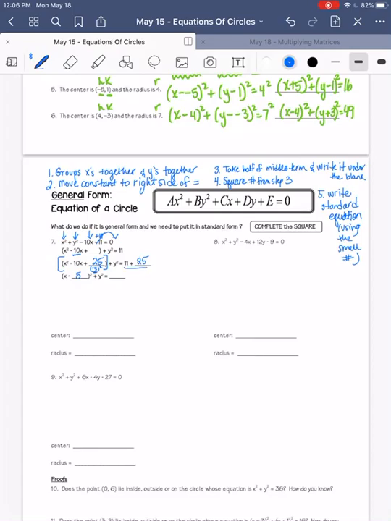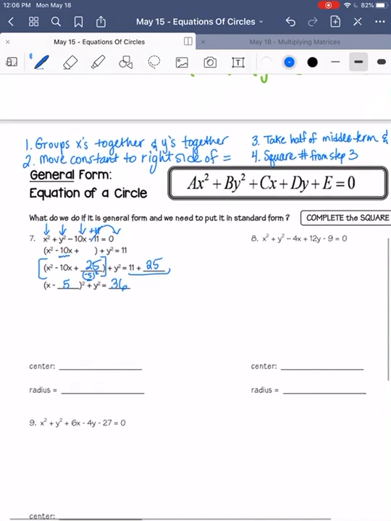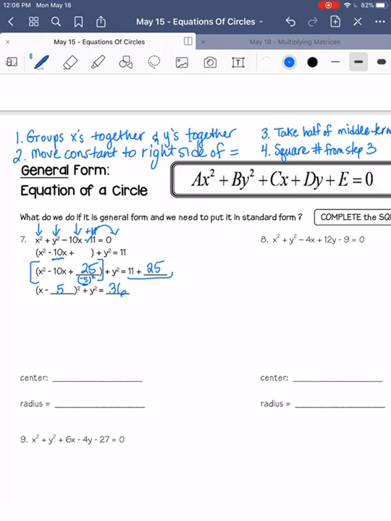Okay, and then on the right side, you're going to actually add these two numbers together. So that gives me 11 plus 25 is 36. Okay? Now, that's the general form, the standard form. It's done. And let me just tell you what this means.